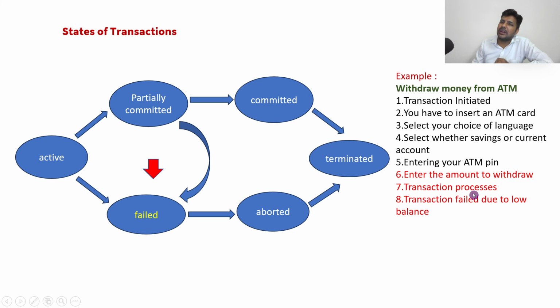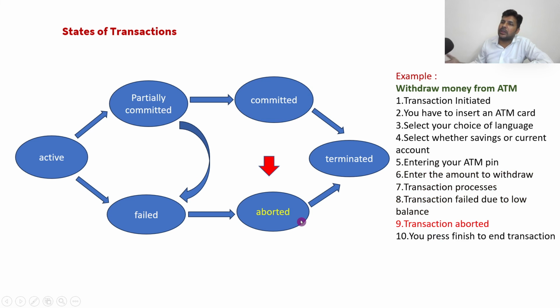Now when I enter the money, what happens? The money was insufficient, so now it came back to the failed position. See, from partially committed to failed position. Now the transaction will be rolled back. So whatever operations we have done until now will be rolled back. So the transaction is aborted. Now at last it will ask to select finish or end.